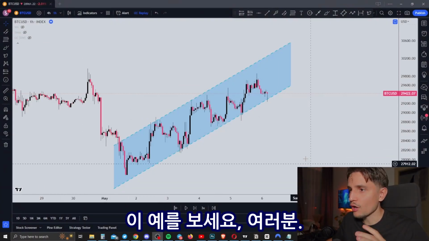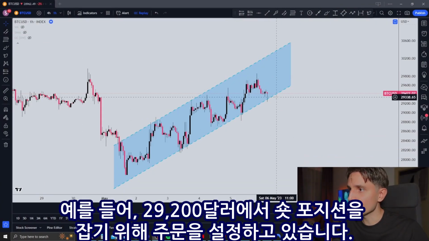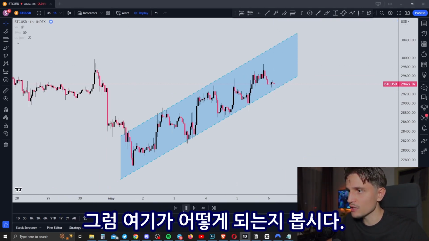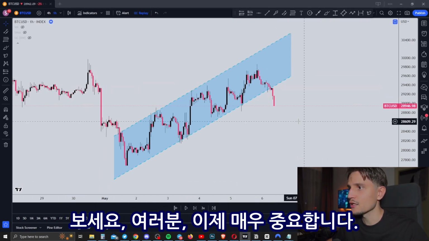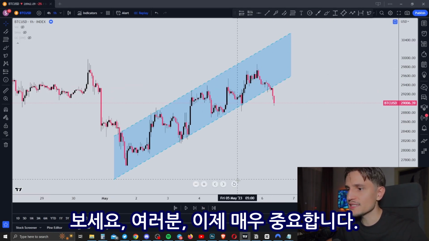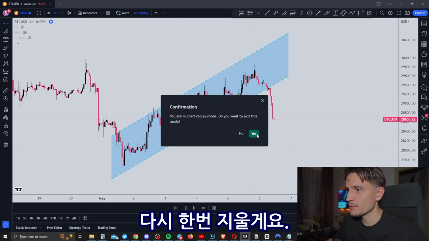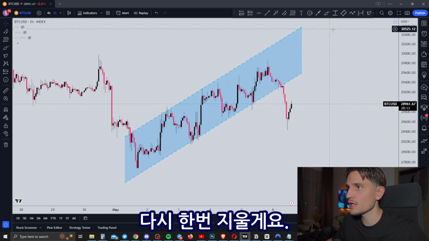So look at this example, guys, right? You are setting your order, for example, around $29,200 for a potential short trade. So let's see what happens right here. As you can see, guys, look. Now this is very important. When this happens, guys, right, when this happens, we want to wait. Let me delete that once again real quick.